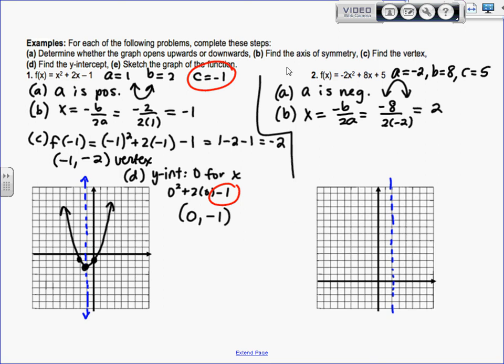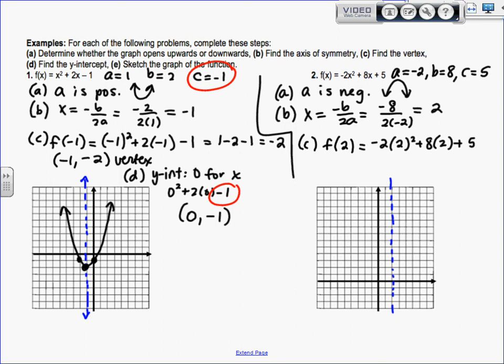But it's not telling me where my vertex is located on that. So I need to plug in 2 into the function. So f of 2. So I have negative 2, and then I have parentheses 2 squared, plus 8 times 2, plus 5. So whenever I plug a number in, I keep it in parentheses so I can keep track of the negatives and so on.